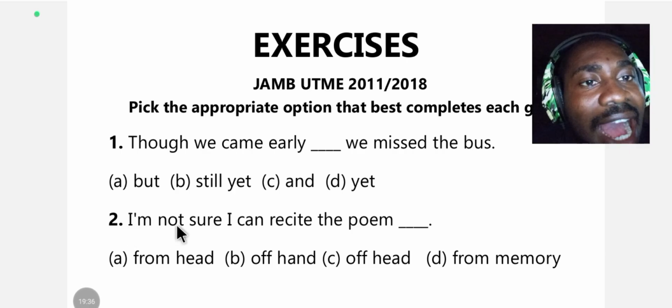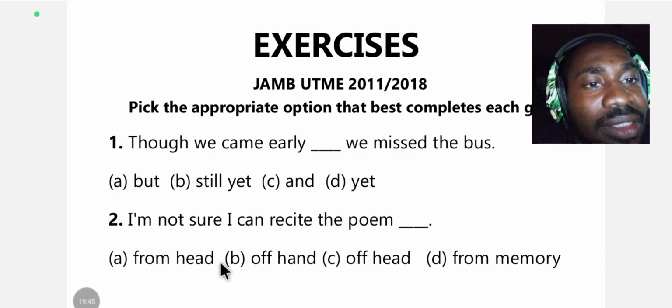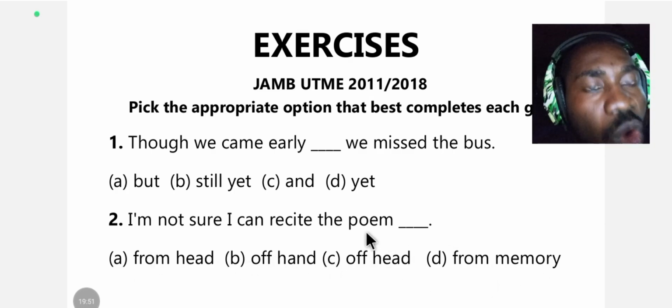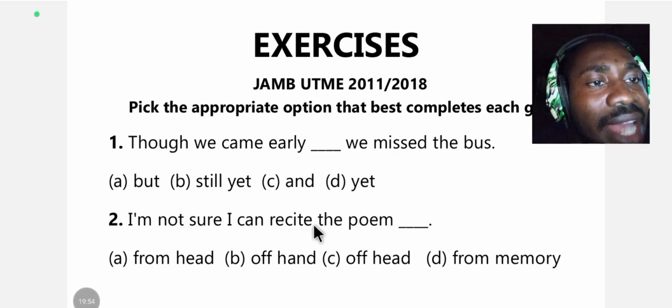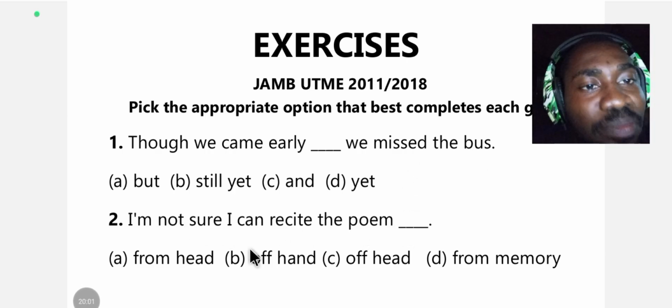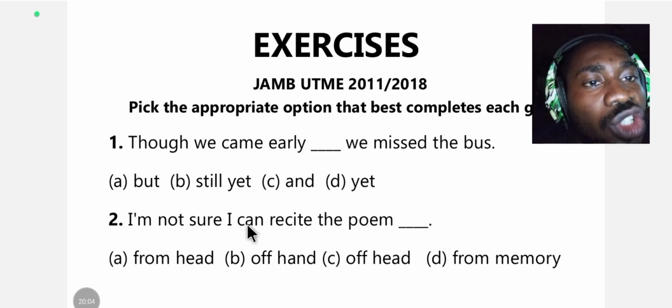Number 2. I am not sure I can recite the poem dash. A. From head. B. Offhand. C. Off head. D. From memory. What's your answer? I am not sure I can recite the poem dash. You answered right. The correct option is B. Offhand. I am not sure I can recite the poem offhand.